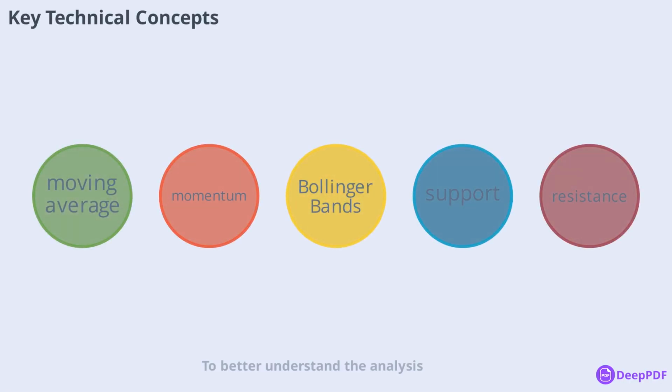To better understand the analysis, let's briefly review some key technical concepts. Moving averages help smooth out price data to identify trends, while momentum indicators like MACD and RSI measure the speed and strength of price movements. Bollinger Bands show volatility and potential reversal points. Support and resistance levels act as psychological barriers for price action. Understanding these concepts is crucial for interpreting technical analysis reports like this one.